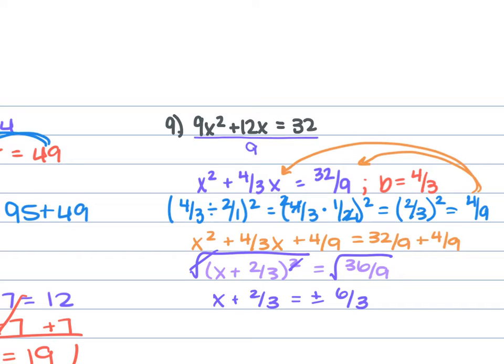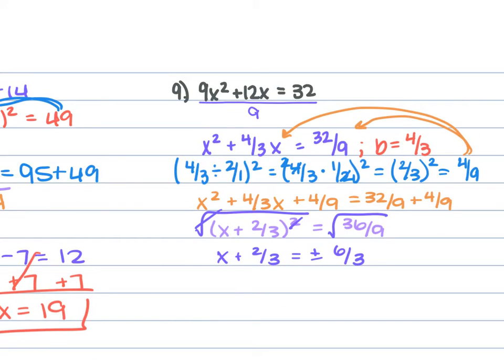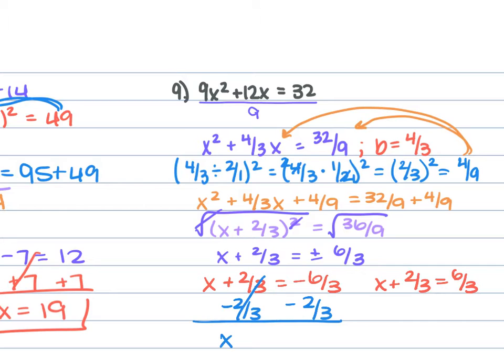If you want, you can simplify that 6 over 3. However, I wouldn't, because when I'm going to move my 2/3 over and subtract it from each side, I want the same denominators. So I'm going to keep that denominator there. So again, I'm going to separate this into two equations. So x plus 2/3 is equal to negative 6 over 3, as well as x plus 2/3 is equal to positive 6 over 3. I'm going to subtract the 2/3 from each side. And this is going to leave me with x is equal to negative 8 over 3. And x is equal to 4 over 3.